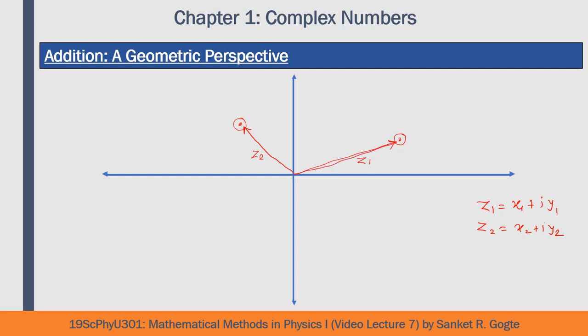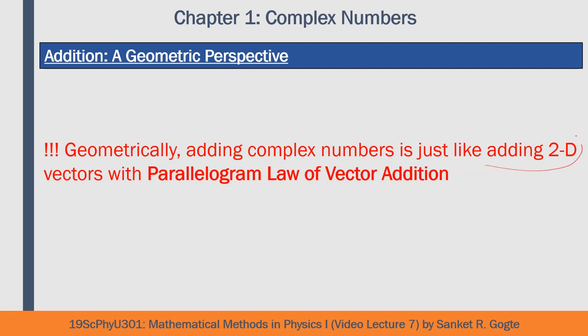We can use the parallelogram law of vector addition to add two complex numbers. These are the two position vectors, and I want to add these two vectors, or these two complex numbers, by using the parallelogram law of vector addition. So from the head of this first complex number, I draw a vector which is parallel to z2 and has the same length as z2, and then I also draw one more vector at the head of this z2 which has the same length as z1 and is parallel to z1. So this is then z1 and this is z2. Now the sum of the complex numbers is this complex number, which is given by this position vector. Therefore, geometrically, addition of two complex numbers is just like addition of two-dimensional vectors, where we can use the parallelogram law of vector addition.